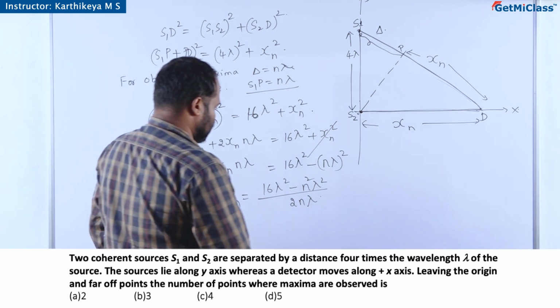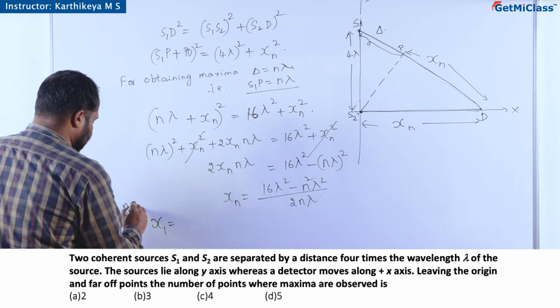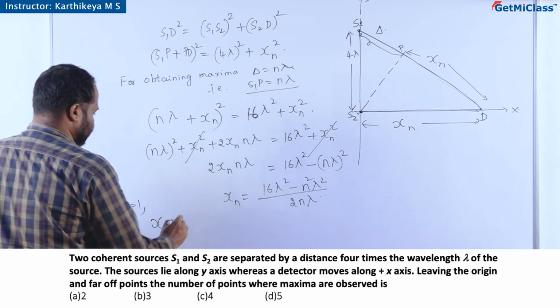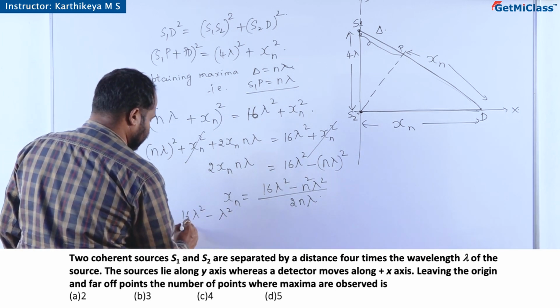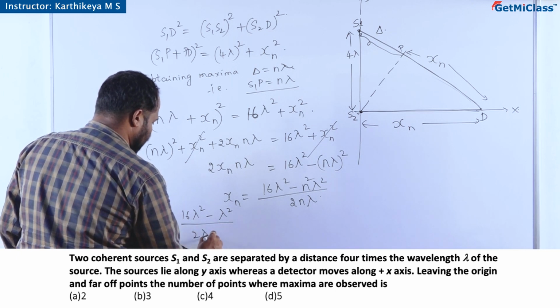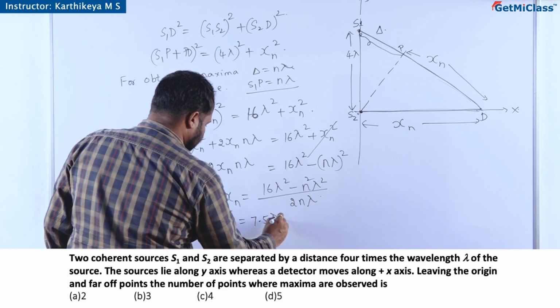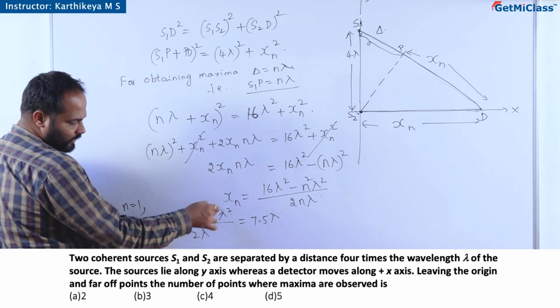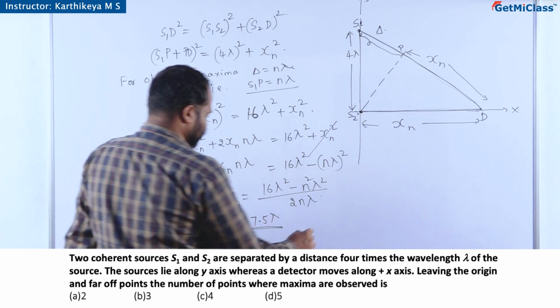So now substitute n equal to 1 for x1. If you substitute, that will be (16 lambda square minus lambda square) by 2 lambda. That is 15 lambda square, lambda cancels, 15 by 2 lambda, that is 7.5 lambda.